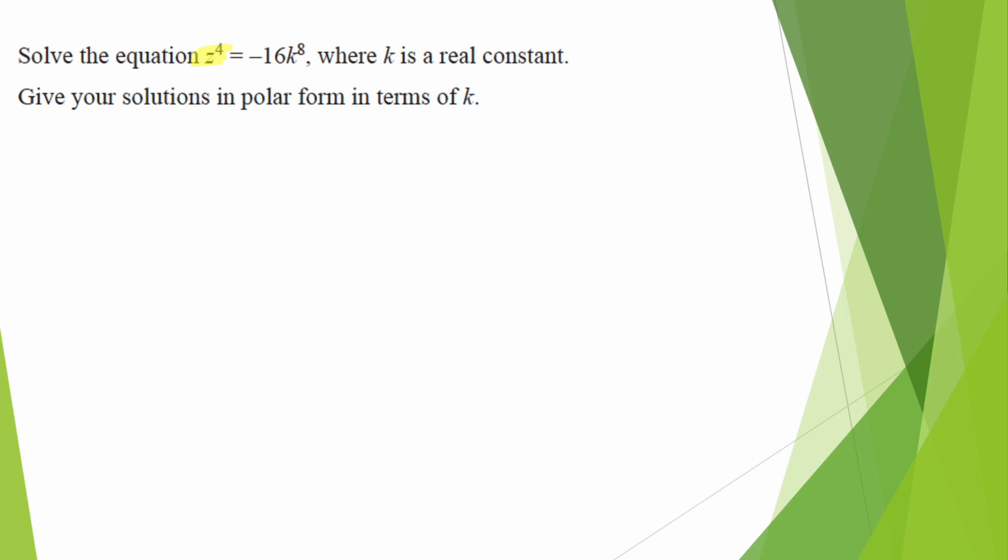So we'll start with the arg. Now, how would you find the arg of a complex number? k is a real constant. Therefore, that means this number here, z to the power of 4, is a negative real part only. There is no imaginary part. So definitely the arg would be anti-clockwise from the positive to the negative. So therefore the arg in here is pi. Okay, 180 degrees. That's how you find the arg.